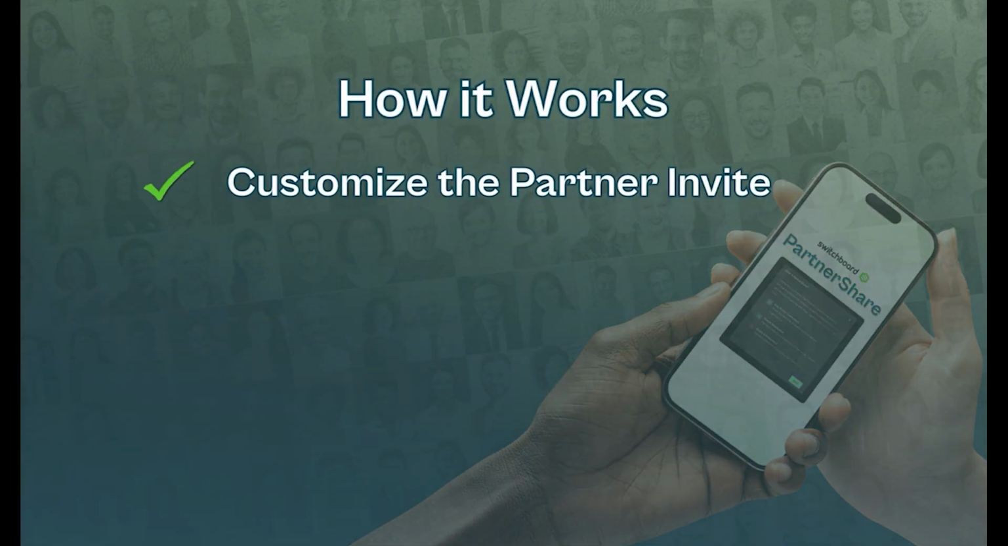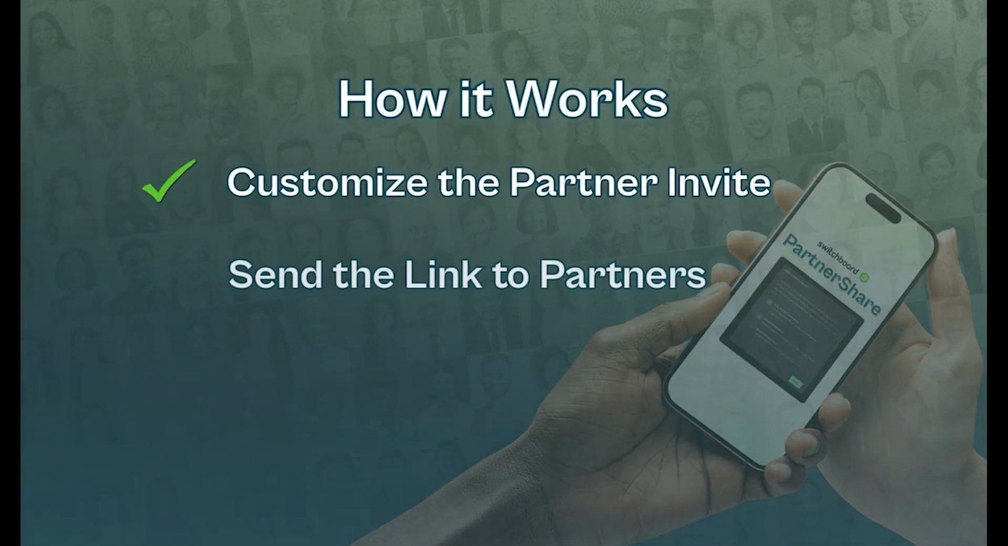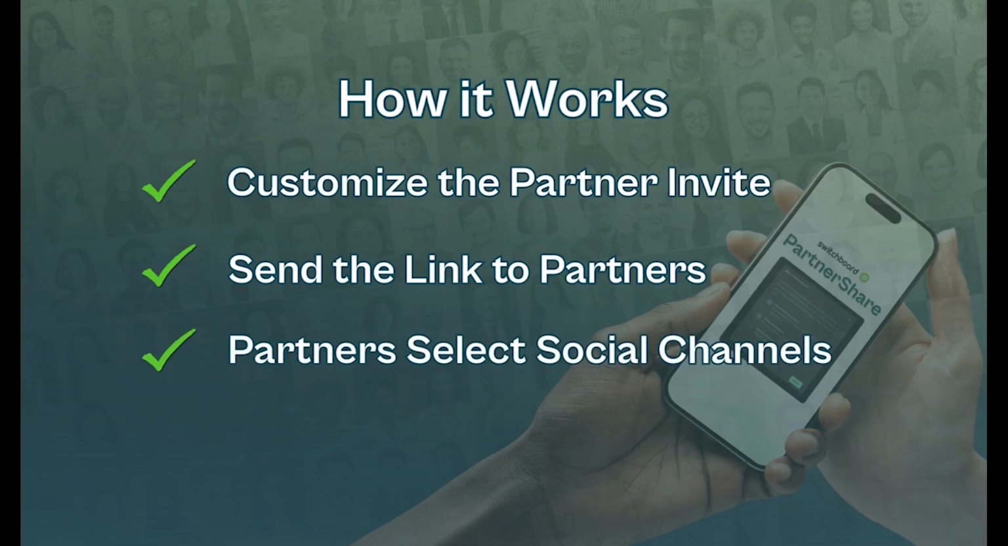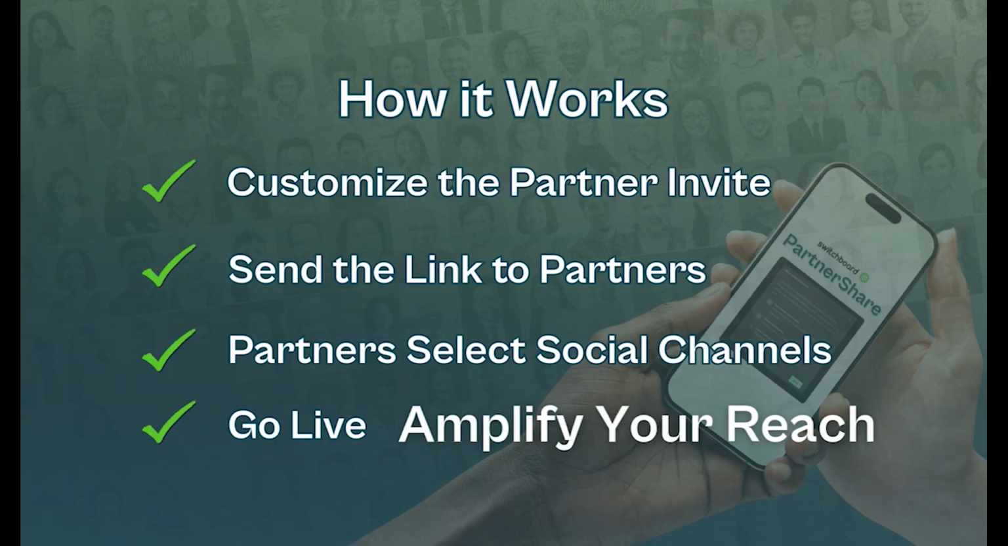It's a secure way to live stream to both your channels and theirs at the same time. Here's how it works. You edit the partner invite in your Switchboard account, send the link to your partners, they open the link, select their social channels, and give you permission to stream. Then just go live. You'll stream to your channels and your partners' channels at the same time, reaching more people across multiple platforms, amplifying your reach.